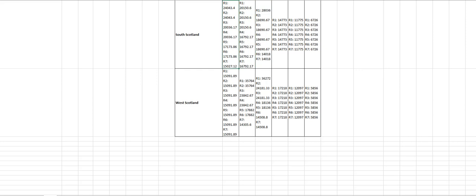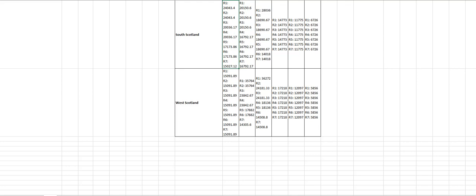SNP won round 4, readjusted. Labour won round 5, readjusted. Tories won round 6, readjusted, and SNP won round 7. That's how the D'Hondt method was applied for the south of Scotland.